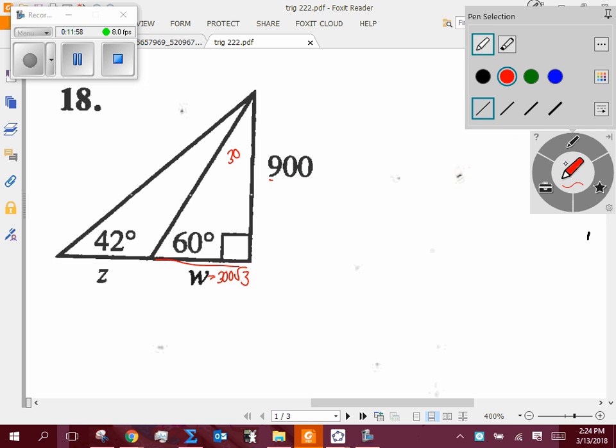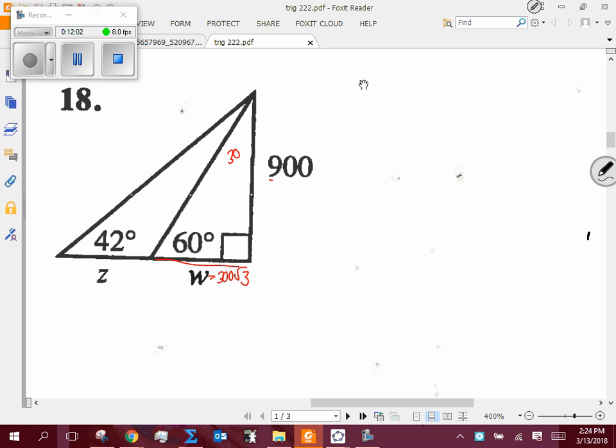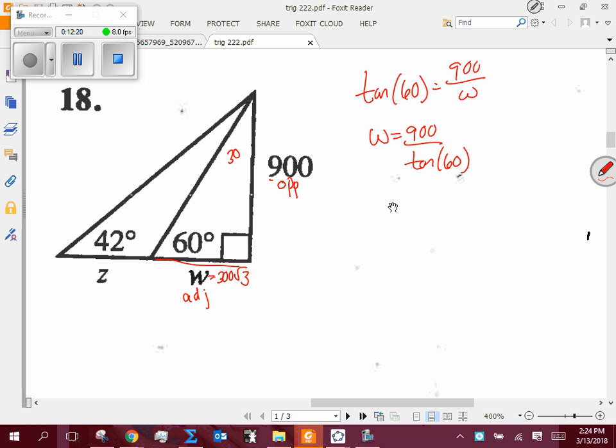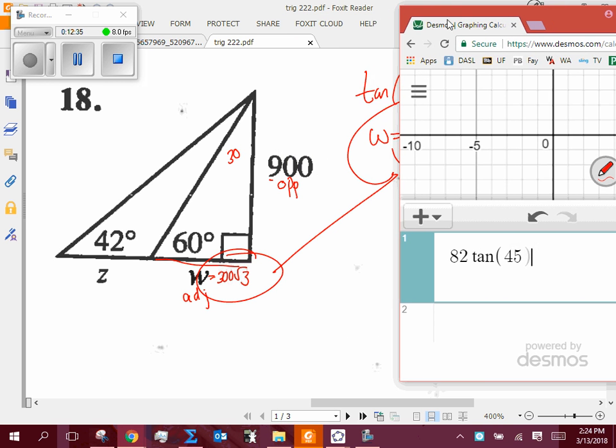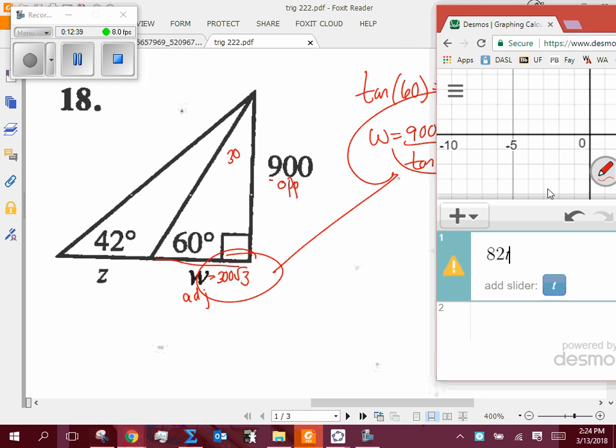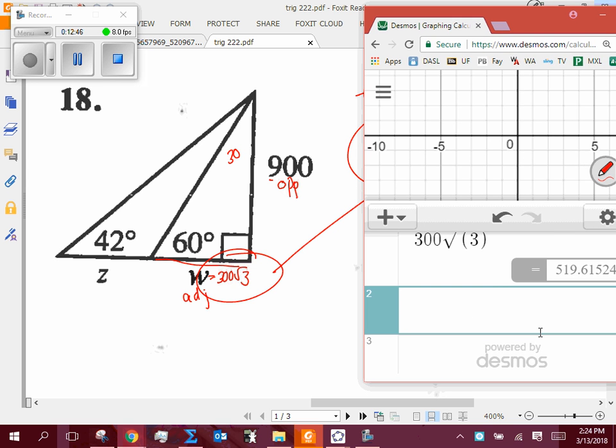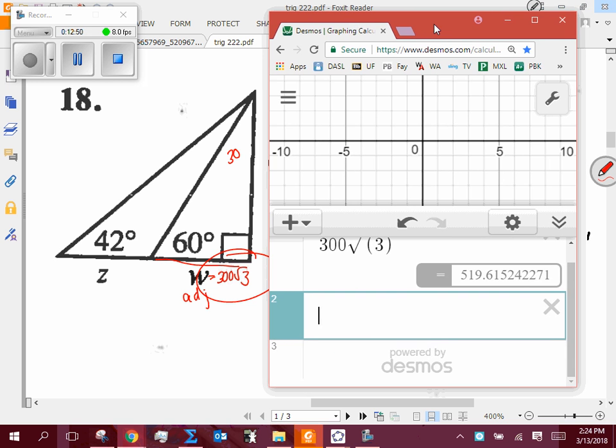Now, some of you might not go that route. Some of you might say, I don't like it. I'm going to look at this 60 degrees, and I'm going to say this is opposite, and W is adjacent. So the tangent of 60 degrees is equal to 900 over W, right? You're going to flip-flop these two things. You get W equal to 900 divided by tangent of 60. What's the relationship between those two numbers? What does S equal again? S is opposite over adjacent? No, that's T. S is opposite over hypotenuse. If I take 300 times the square root of 3, it gives me that value right there, right? Okay. I'm going to take 900 divided by tangent of 60.